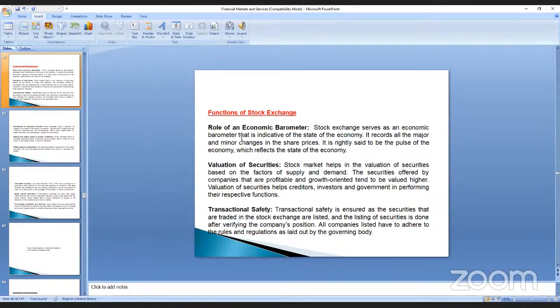And transactional safety. What is transactional safety? When you are making transactions, there is safety in trade, because securities in the stock exchange are listed. Listing gives value to the company. Listed and unlisted. Listing of securities is done by verifying the company's position. Listed companies have to adhere to the rules and regulations laid out by the governing bodies.